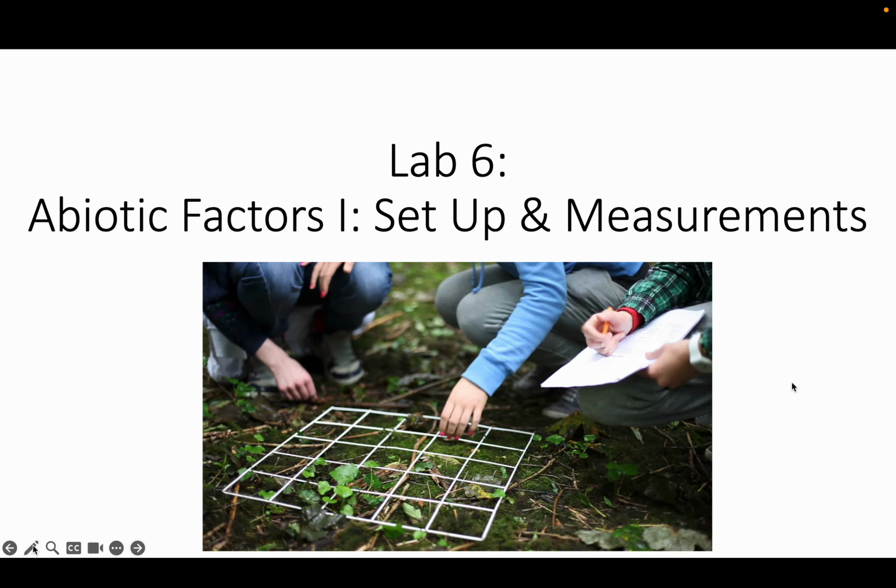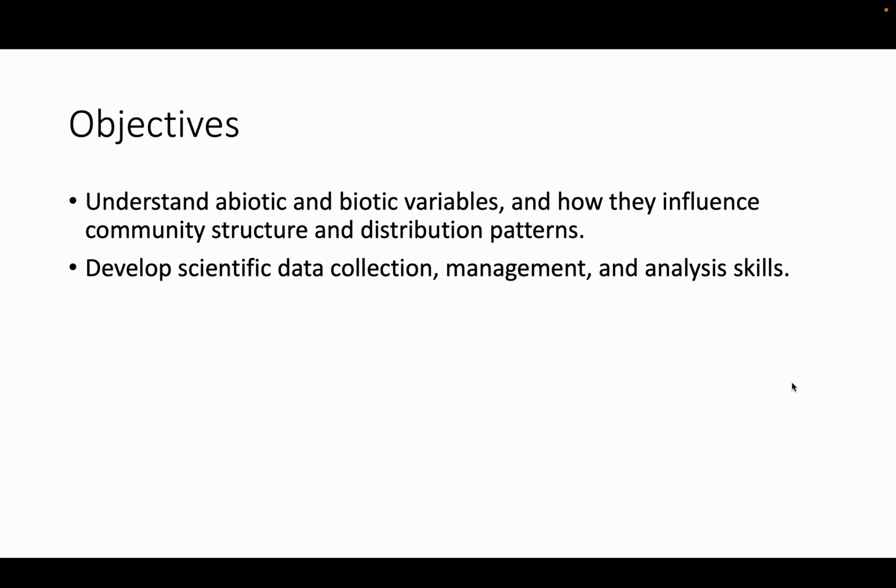All right, hello everyone. So this week we are going to start the ecology portion and we are looking at the first abiotic factors lab. In this lab, we're going to focus on abiotic and biotic variables and how they influence the environment. As we're doing this, we're going to learn about some data collection tools and how to analyze our data.